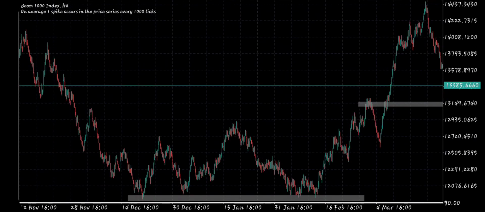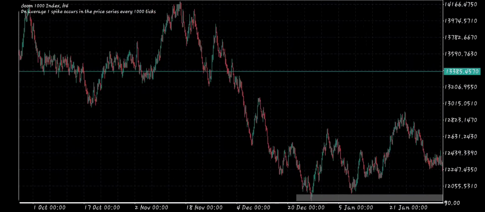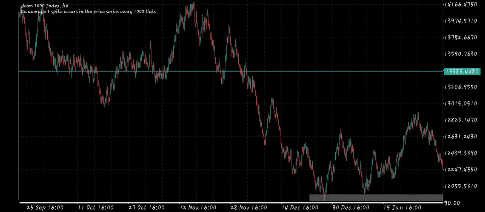Now I got this on Boom 1000 H4. We can notice that this is a support level, and we will notice that price has been on a downtrend right from this point.